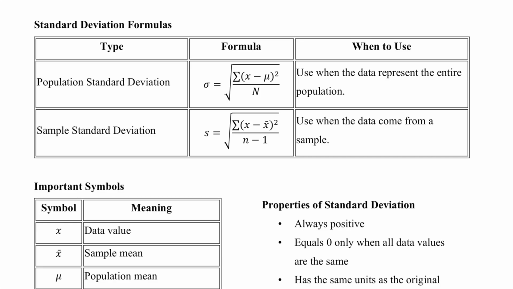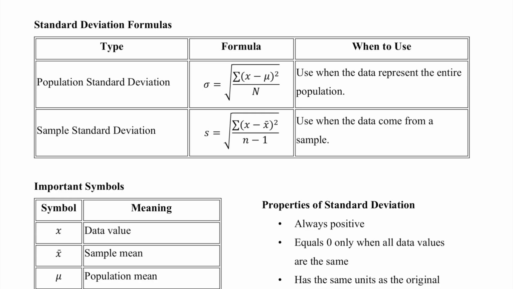First, the symbols are different. In the population formula, the symbol mu represents the population mean. Uppercase N represents the population size. The symbol sigma represents the population standard deviation. In the sample formula, the symbol x bar represents the sample mean. Lowercase n represents the sample size. And the symbol s represents the sample standard deviation.